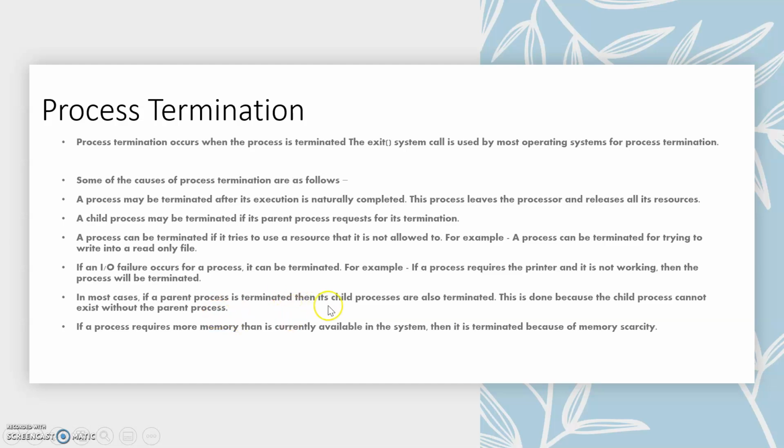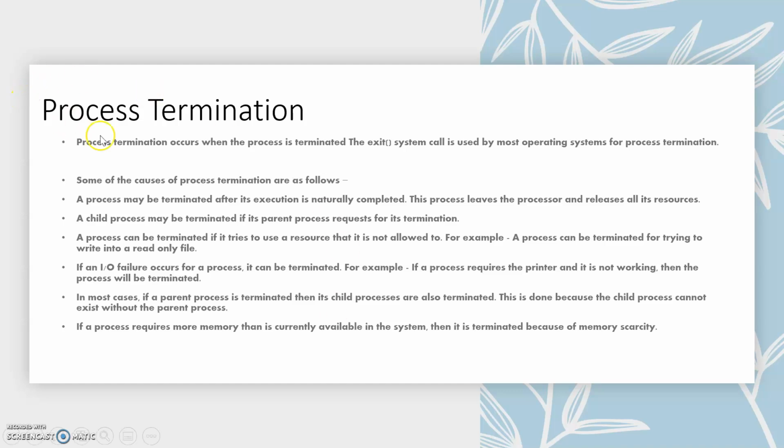And if a parent tries to terminate a child, then again this is another way a process may get terminated. Another reason for termination of a process is if a process requires more memory than currently available system memory, which means again there is a chance for the process getting terminated. So these are the various ways in which process termination can occur.